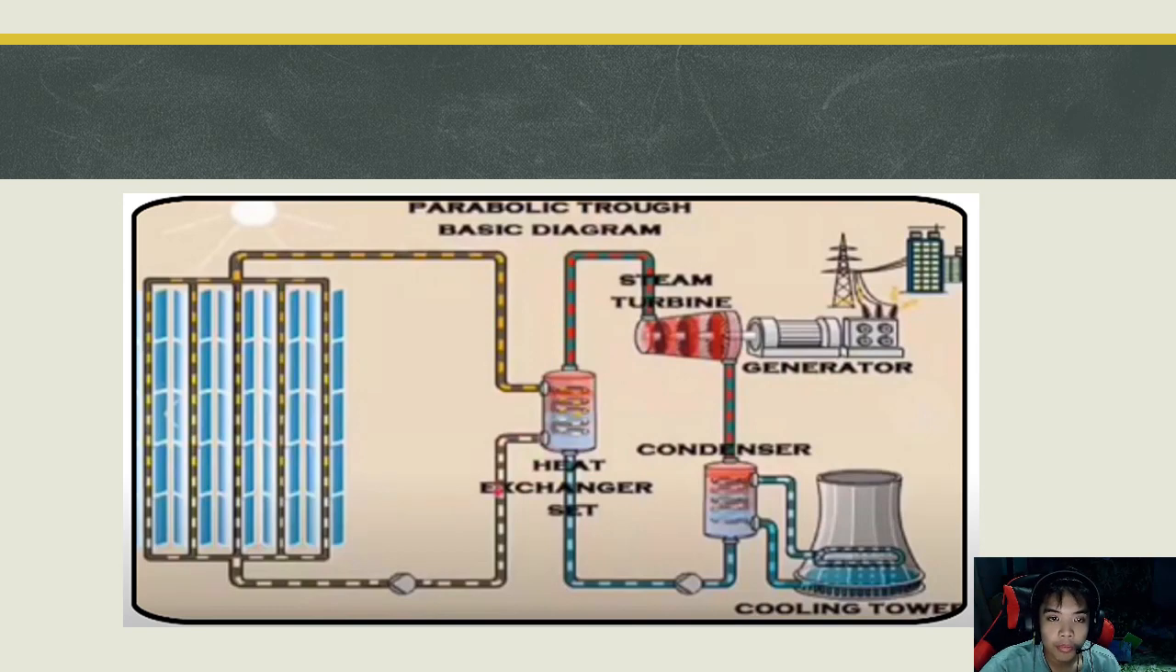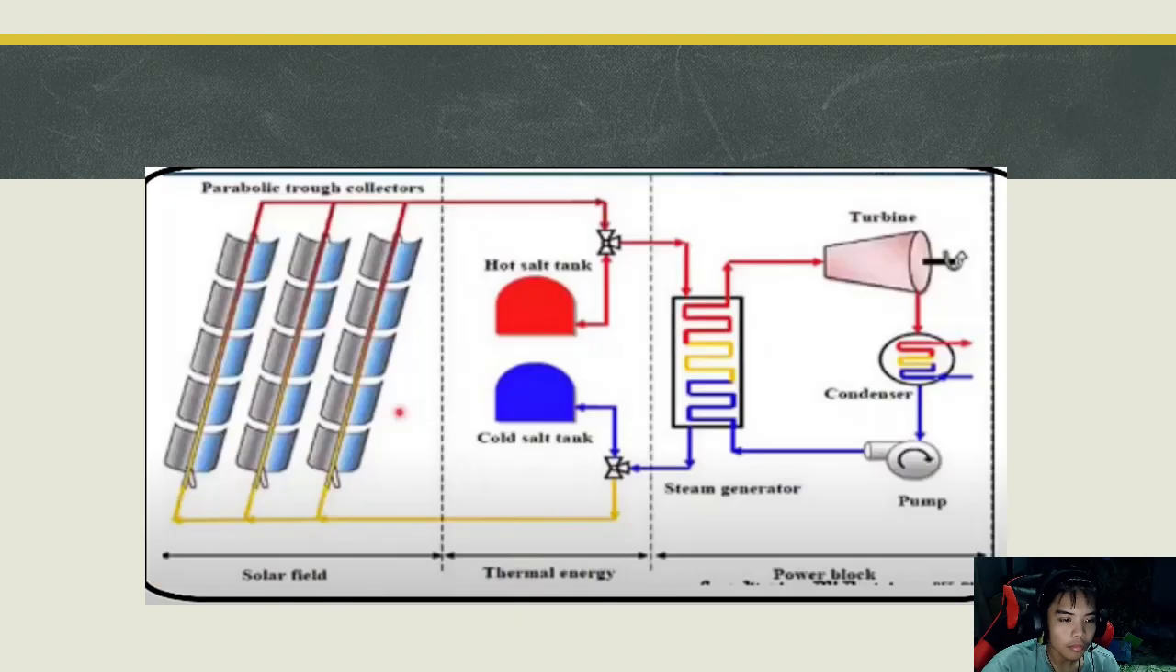So, next, dito nakikita natin yung basic diagram ng parabolic trough or kung paano nagge-generate siya ng energy from sa system or sa may mismong mga panel, tas diretso sa heat exchanger set, pupunta siya sa condenser, papunta sa cooling tower, or diretso sa steam turbine, papunta generator para magbigay ng electricity.